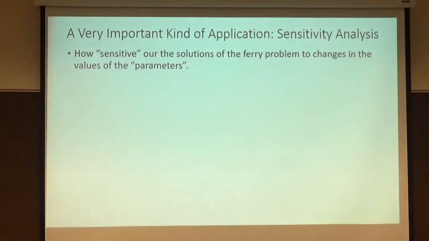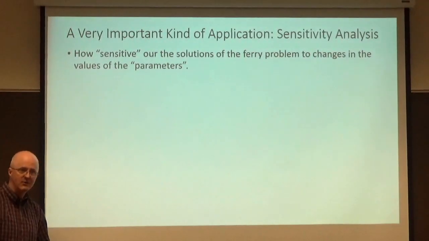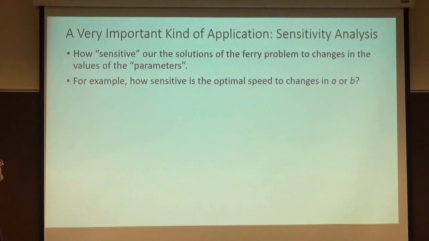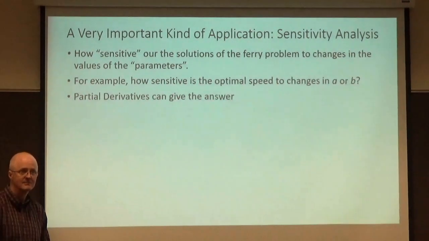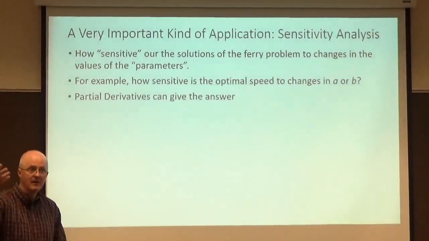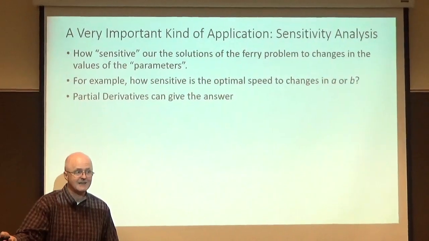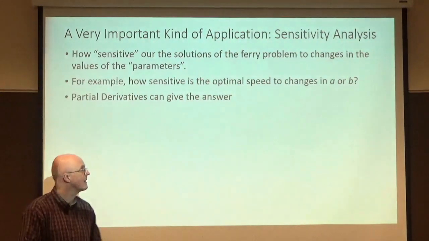How sensitive are the solutions from the previous slide of the Ferry problem to changes in the values of the parameters, the A and B? A, again, related to fuel costs. B, related to other costs. Partial derivatives help give the answer. Find the rate of change of both the critical point for V and the cost for C, that min cost. Find the partial derivatives of those formulas from the previous slide in terms of A and B.